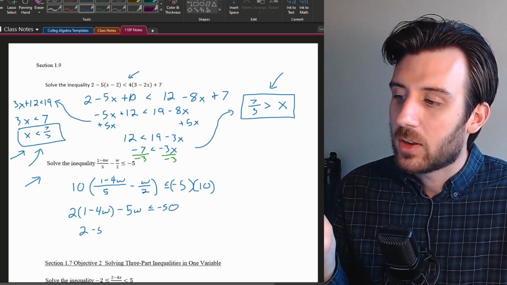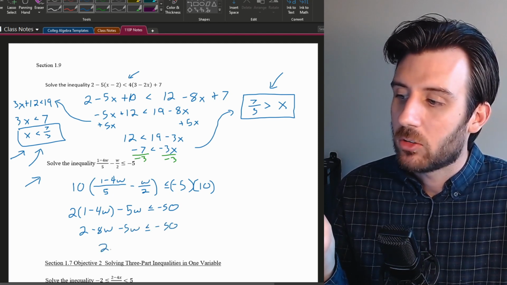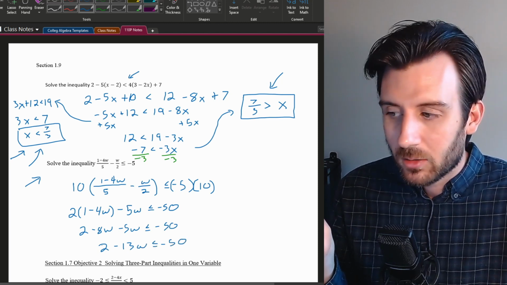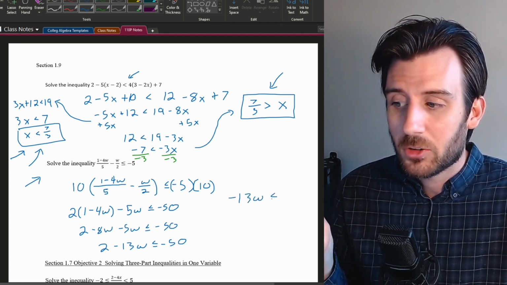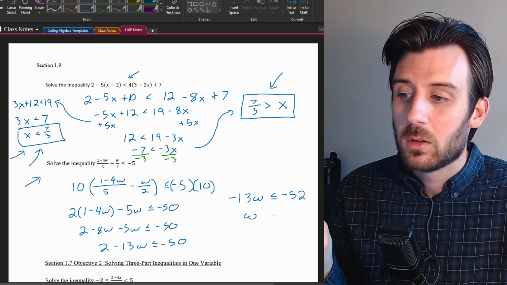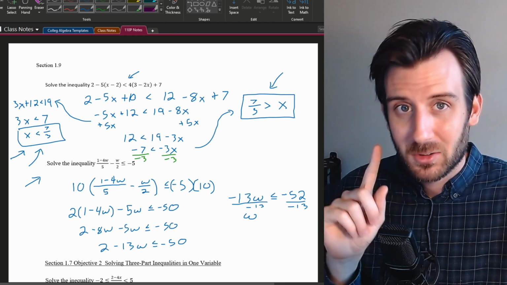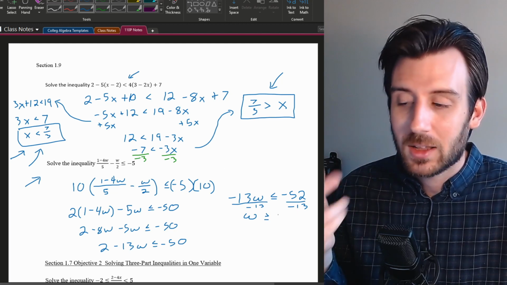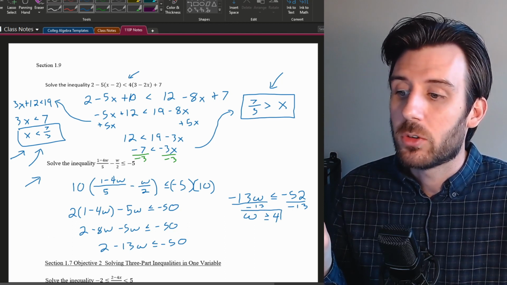Well, that would then be 2 minus 8w minus 5w is less than or equal to negative 50. And that means that 2 minus 13w is less than or equal to negative 50. Let's subtract 2 from both sides. Subtracting 2 from both sides gets me negative 13w less than or equal to negative 52. And then w would be, if I divide both sides by negative 13, keeping track there, negative means I need to flip the inequality. Flipping the inequality, now on the right hand side I should have, what would that be, 4? That looks like 4. So w has to be greater than or equal to 4.